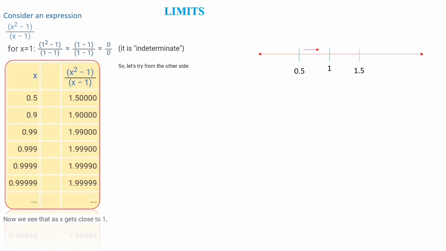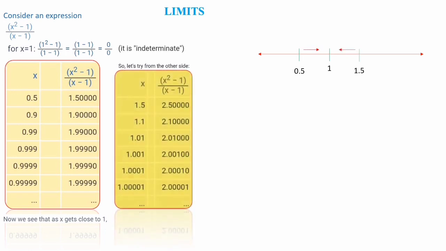Let's check, that is here x and x square minus 1 divided by x minus 1, the two columns as before. We will start from 1.5. 1.5 when we substitute we will get 2.5. 1.1 we substitute we will get 2.1. 1.01 when we substitute 2.01. 1.001 when we substitute it is 2.001. 1.0001, this is also very close to 1, we will get a value which is very close to 2. And 1.00001 when we substitute we will get 2.00001.